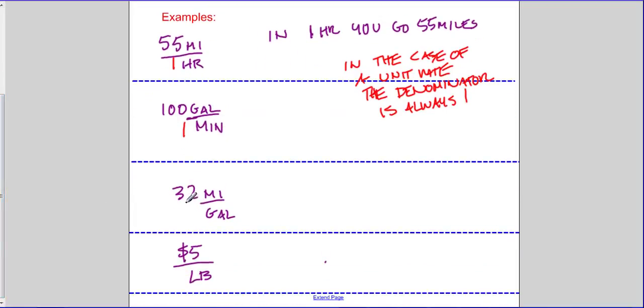This could be gas mileage here, 32 miles per 1 gallon. So for every gallon of fuel, say a car gets 32 miles. And then say you have steak. So let's say steak is $5 for every 1 pound. These are all unit rates because they are ratios, but the denominator has a value of 1.